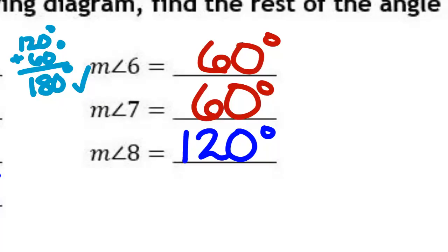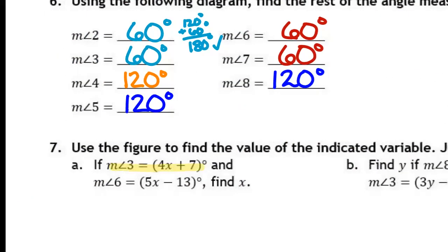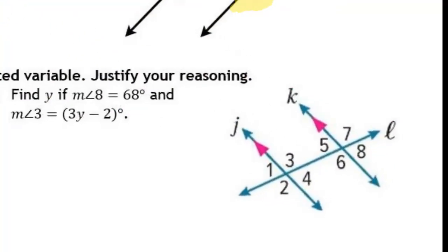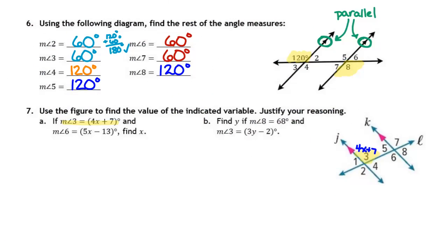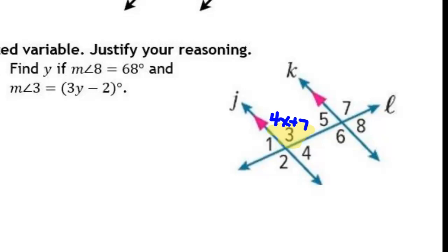Number 7. Use the figure to find the value of the indicated variable. Justify your reasoning. Part A says the measure of angle 3 is 4x plus 7. So the measure of angle 3, this angle right here, is 4x plus 7. I'm not going to put the degrees symbol around it because I don't really have room. And then it says the measure of angle 6 is 5x minus 13. Angle 6 is right here. 5x minus 13.